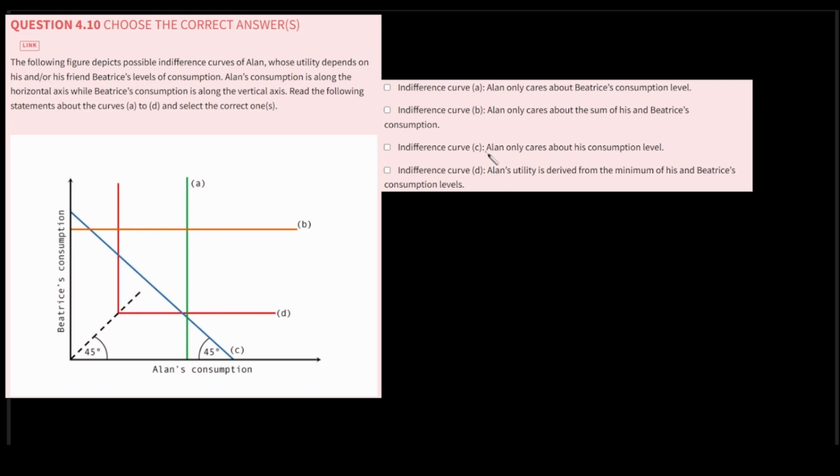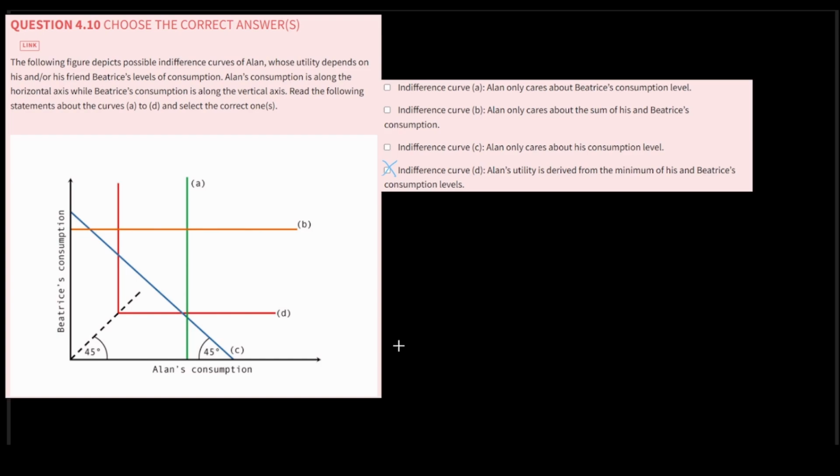Indifference curve C: Alan only cares about his consumption. Nope, we said that was A. C is that Alan cares about both of them. D: Alan's utility is derived from the minimum of his and Beatrice's consumption levels. What exactly does this mean? That is exactly how I just explained D. So in this case, D is our one and only correct answer.